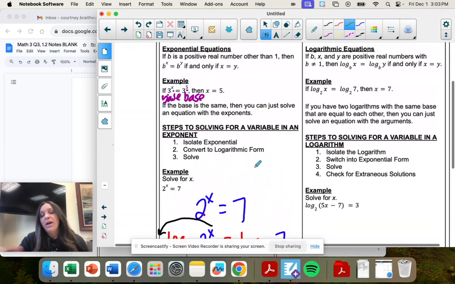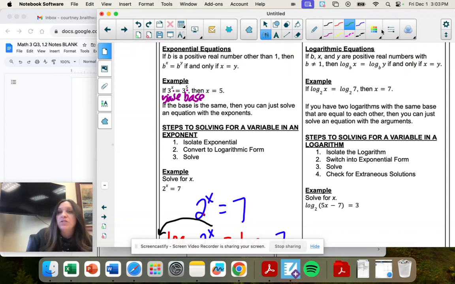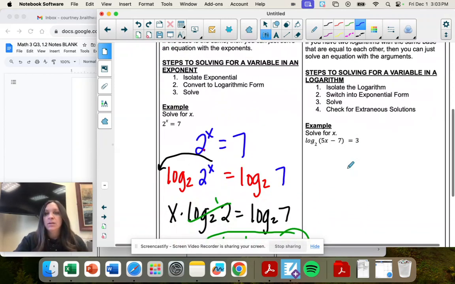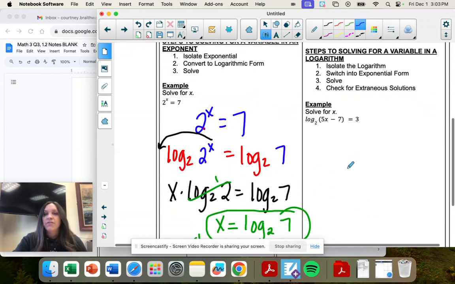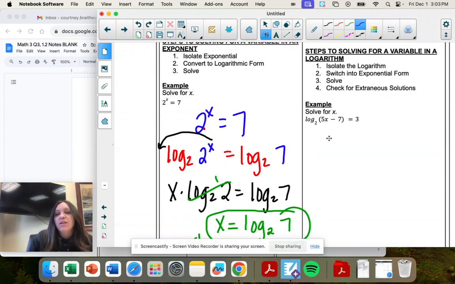So the other way is when we have a logarithm. So it's another way to solve an exponential equation. So same thing, if you have a log base that's the same, this is log base 2, log base 2, you just look at the arguments and set them equal to each other. When we solve these, we isolate the logarithm, so that's already done. Log base 2 is isolated.